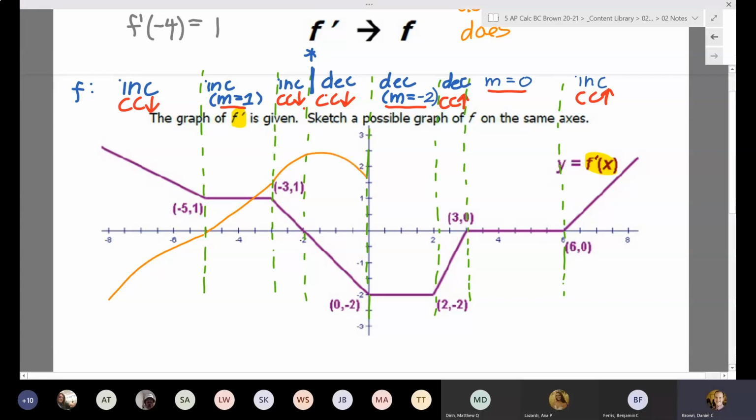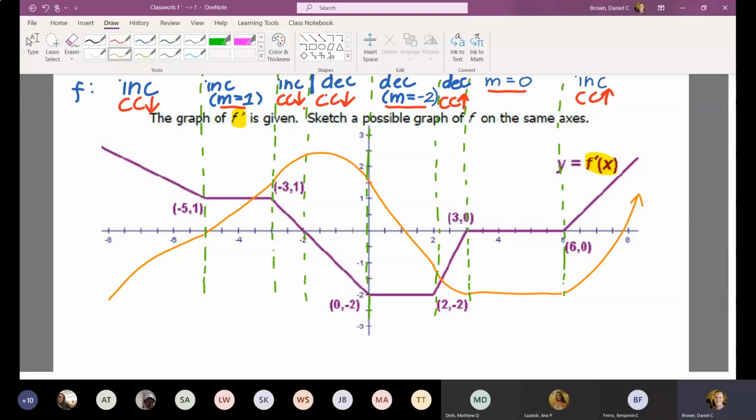Then we have m is equal to -2, so another linear portion. Then we have slopes that are still negative, and so we want to draw it as decreasing but concave up. We have a slope of 0, so we have a horizontal section. And then we have positive slopes, and the graph is going to be concave up. So that orange graph is a rough estimate of what this one looks like.